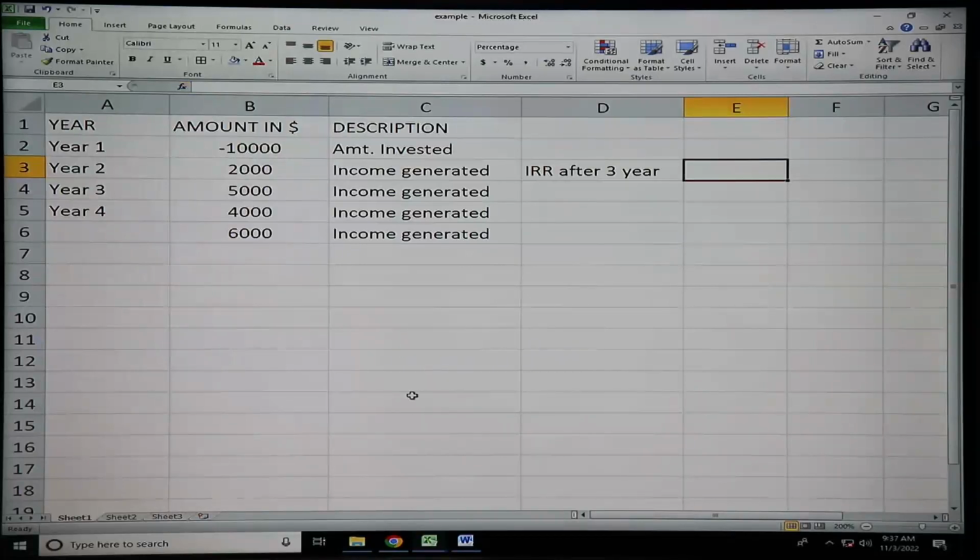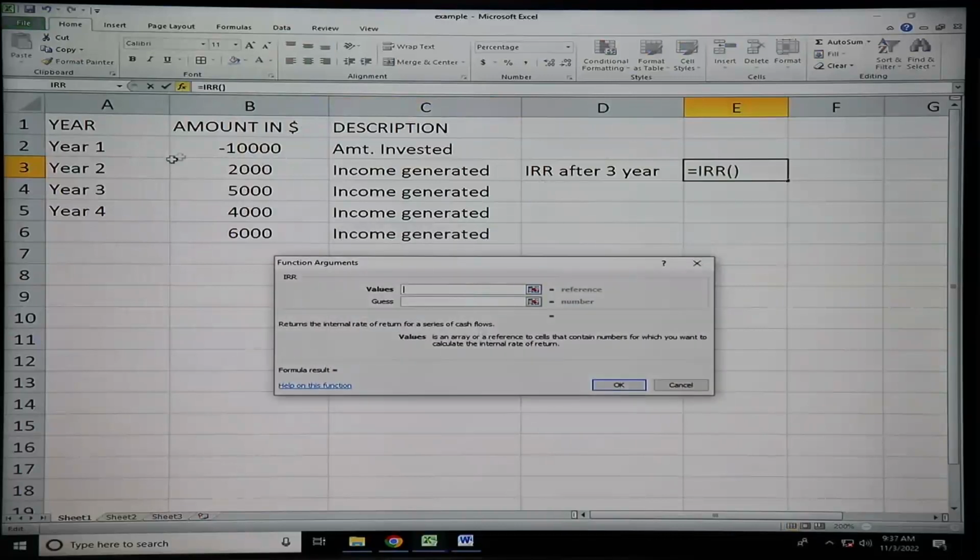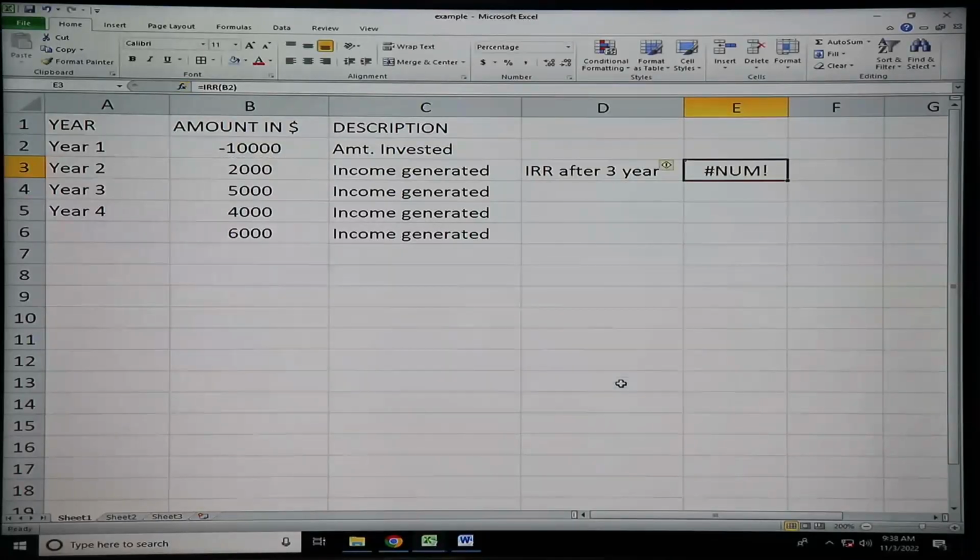So, to set up the function, the value that is highly required is the first value, that is the invested amount. So probably the guess value we can assume is 0. Again, just a minute, I think there is a problem. Let me check. A minute, please. So IRR.